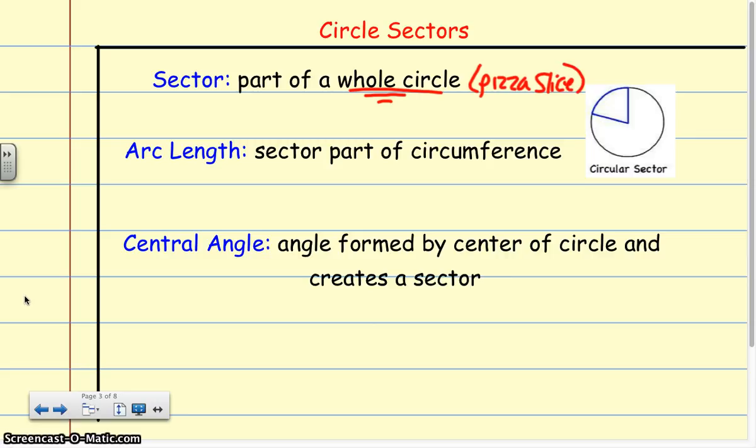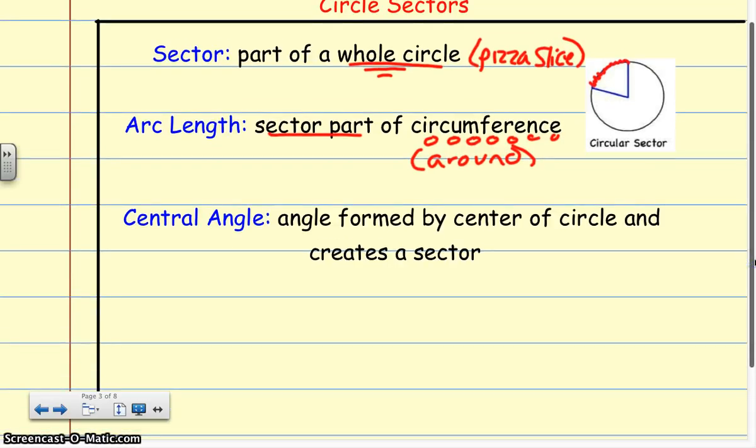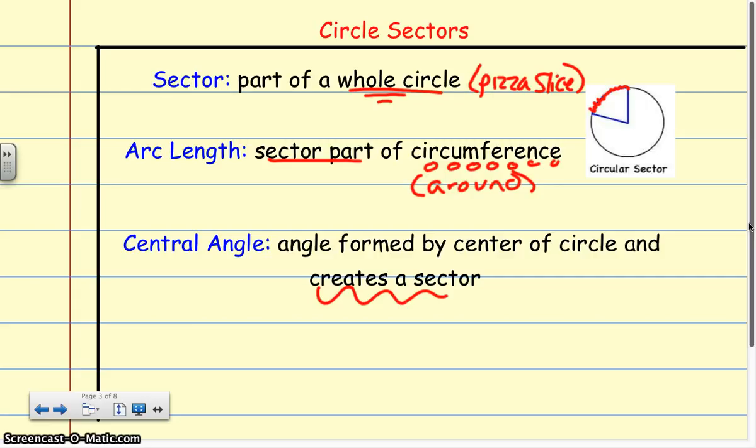An arc length is the sector part of the circumference. Recall that circumference means around. So the sector arc length here would be this little area represented by that sector. A central angle is an angle formed by the center of the circle, and it creates the sector. So the central angle here would be this angle measurement.